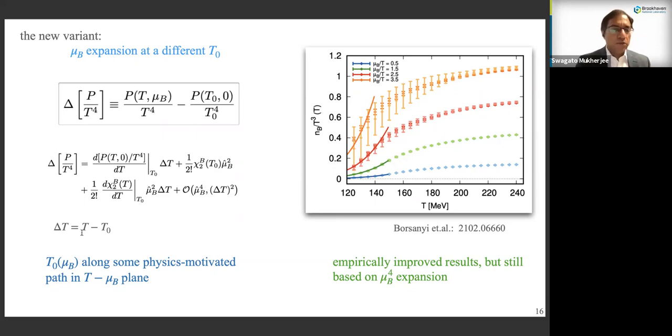And then you can choose this T naught, the expansion point. You can also make it a function of mu by choosing some physics-motivated path in the T-mu_B plane. One particular path was chosen in these calculations. Let's not get into the details of it. It pretty much doesn't matter at this point. What matters is the basic idea: it's a joint expansion in T and mu for the purpose of this talk.